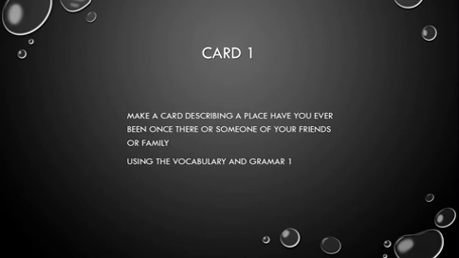So, task, first task. Make a card. Make a card describing a place where you have ever been once, or with someone of your friends or family, using the vocabulary and grammar 1. Vas a hacer la tarjeta 1, es tu primera tarea. Vas a hacer la tarjeta 1 donde vas a describir un lugar en el cual tú has estado alguna vez o más con alguno de tus amigos o alguien de tu familia y vas a usar el vocabulario del grammar 1.